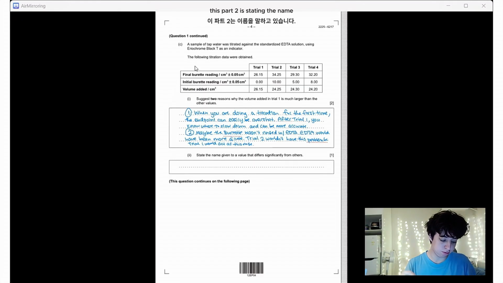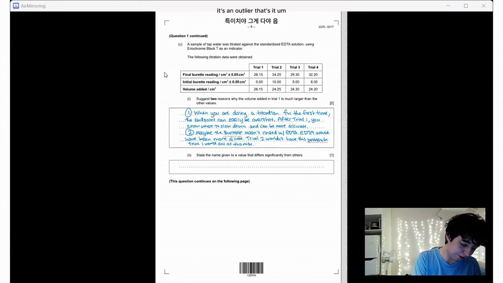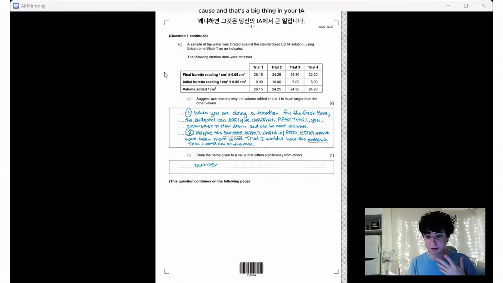This part 2 is stating the name that is given to a value that differs significantly from the others. This would be that trial 1. It's an outlier. That's a big thing in your IA. They want you to look at outliers. So once again, this is why I'm saying it's like an IA in test form.